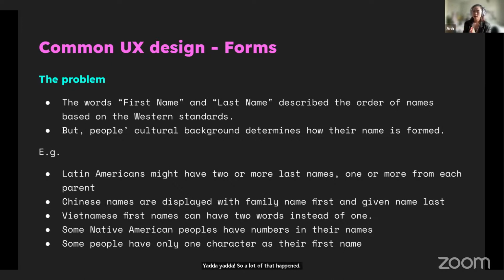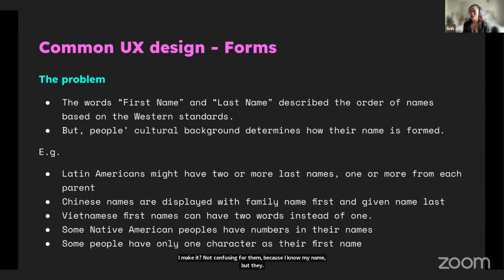Latin Americans also might have two or more last names, one or more from each parent. So sometimes people would have hyphens in their names, and if in your forms you're not allowed special characters, that can be a huge problem for them. For me, my Vietnamese first name is usually 2 words instead of 1. So how do I write that in my form? That's always something that I have to think about. How do I want people to call me or refer to me, and how do I make it not confusing for them? Because I know my name, but they don't.